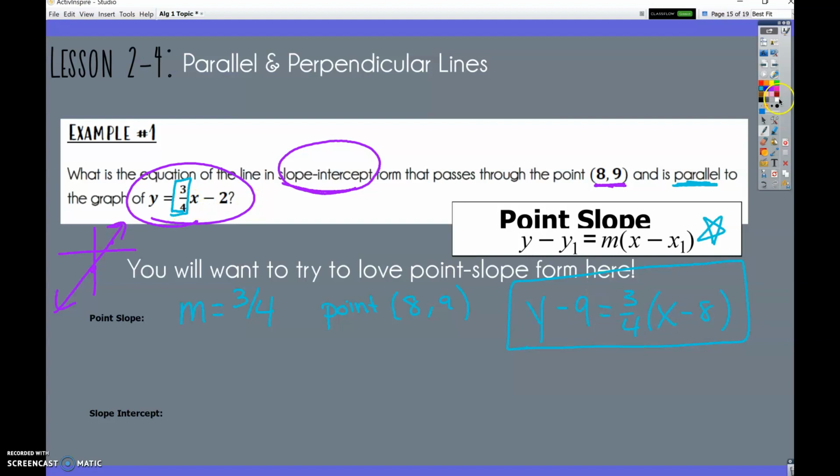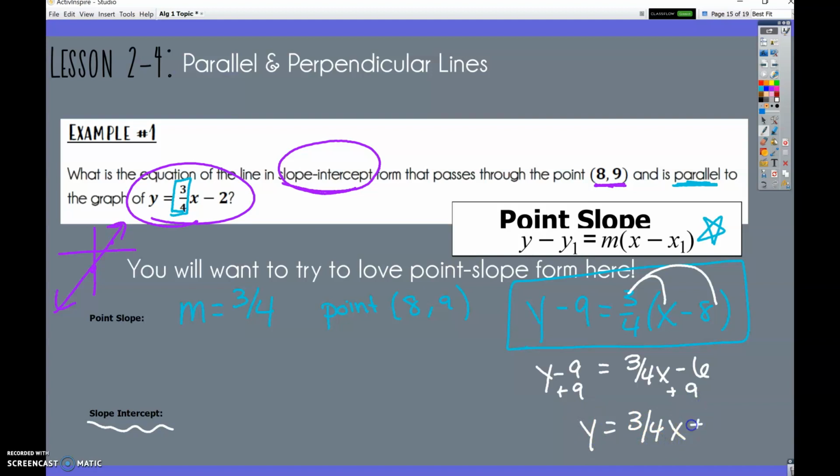That's the beauty of point slope. But now to get it into slope-intercept form, we're going to do our distribution property and have 3/4 x minus 6 equals y minus 9, and of course add 9 to get y alone. My slope-intercept equation would be 3/4 x plus 3.